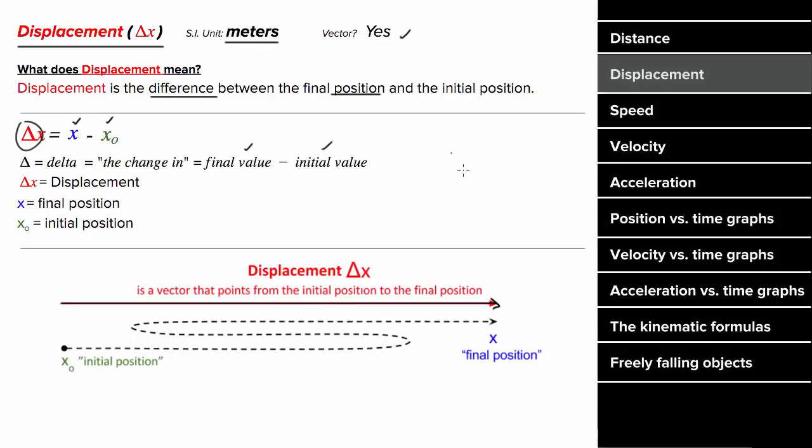It's a vector, which means if the displacement is leftward or downward, the displacement can be negative. In other words, if you end up further left from where you started, your horizontal displacement's negative. And if you end up further down from where you started, your vertical displacement's negative. What's an example problem for displacement look like?